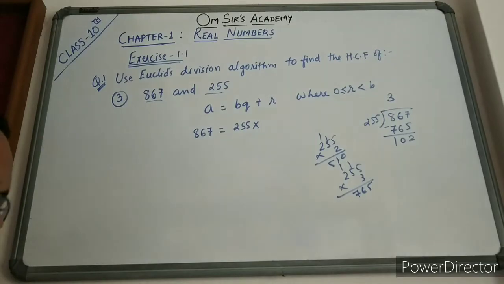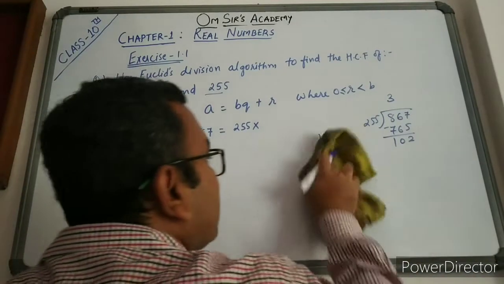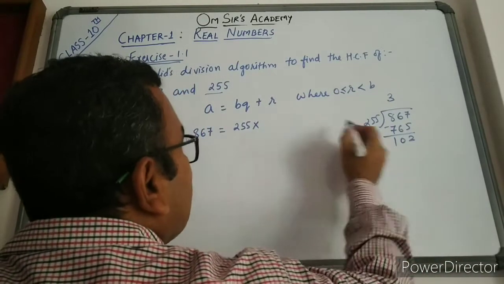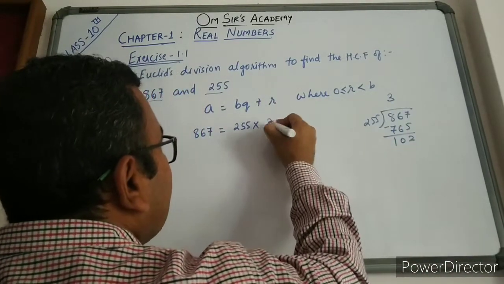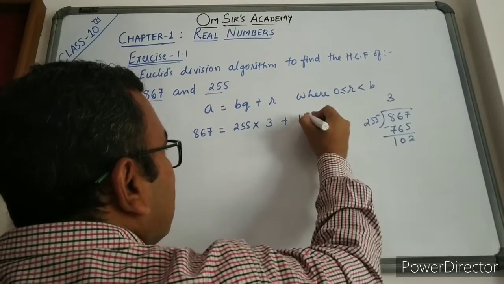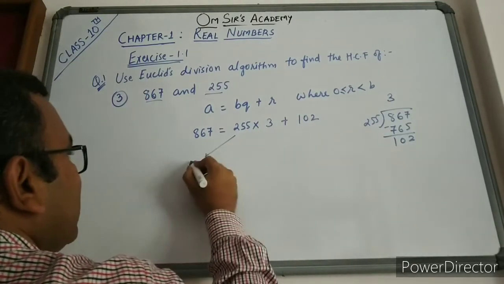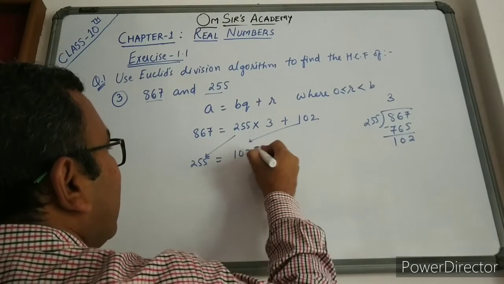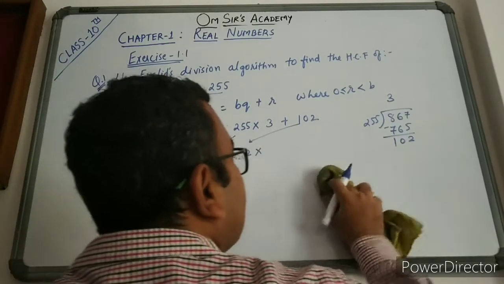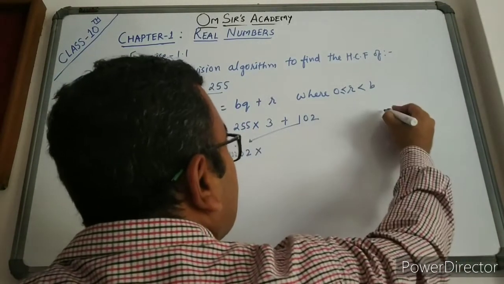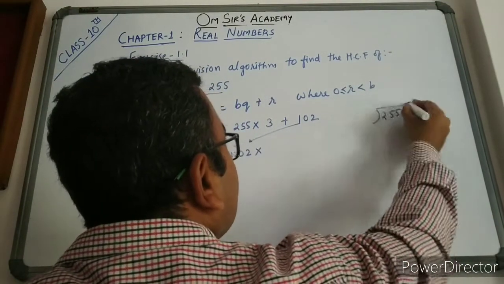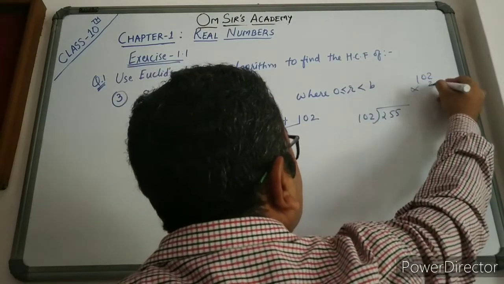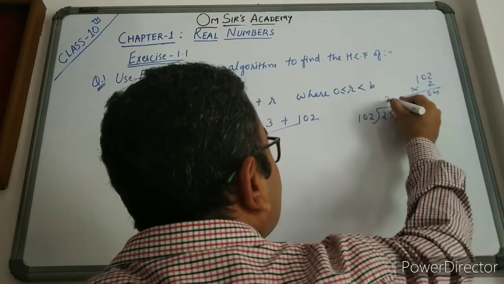Is it clear, friends? So now further, 255 into 3 is my quotient, plus the remainder left, which is 102. Now in the next step, this 255 will be my A and this 102 will be my B. Now 255 divided by 102. 102 into 2 will be 204, which is nearer to this.